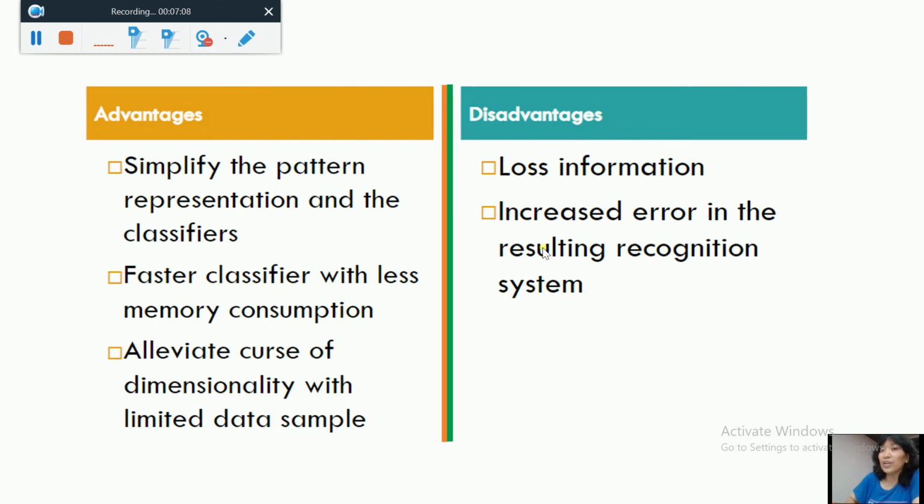The disadvantages also exist. There could be a possibility of loss of information. Basically, this happens only when we do not have much experience with our data set. We may select some wrong features so that we are actually degrading our classifier, and the probability of errors would be high in that case. So this is the disadvantage of dimension reduction.